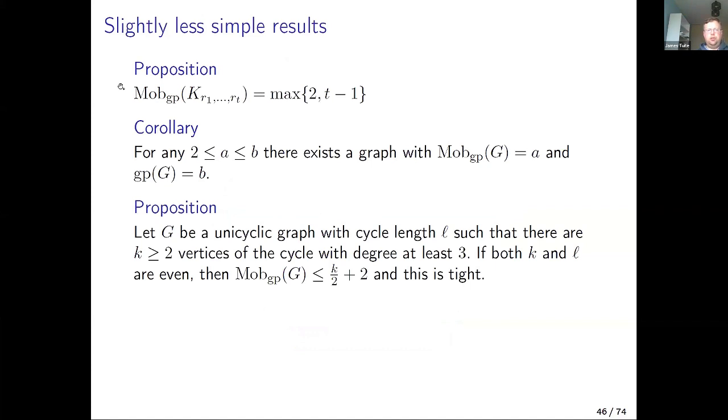Slightly less simple results. In a complete multipartite graph, the answer is the maximum of 2 or the number of parts minus 1. And again, this allows us to compare the mobile general position number and the general position number. And we have this nice bound on unicyclic graphs as well, something that I studied further with Dorota, actually, in a recent paper.